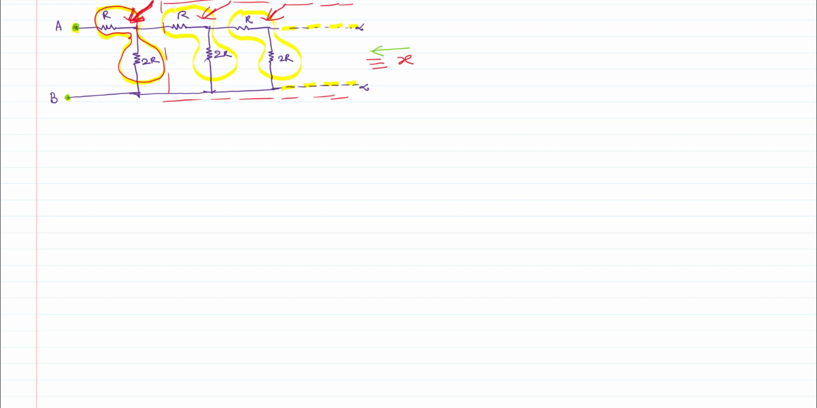So let us redraw the circuit again. A, resistance R, resistance 2R, B. Instead of the entire remaining circuit, I will write only one resistance, that is X. That's what we have to find out.